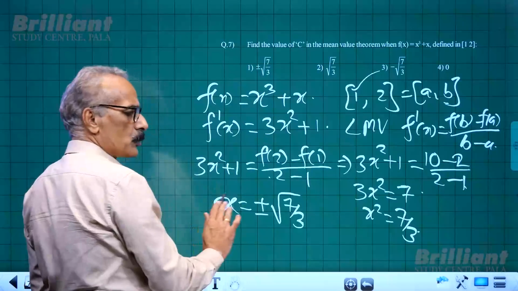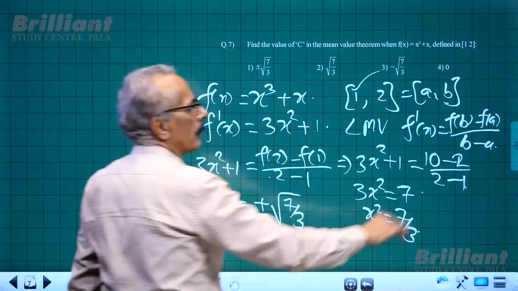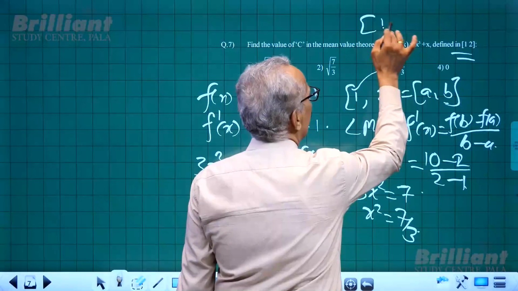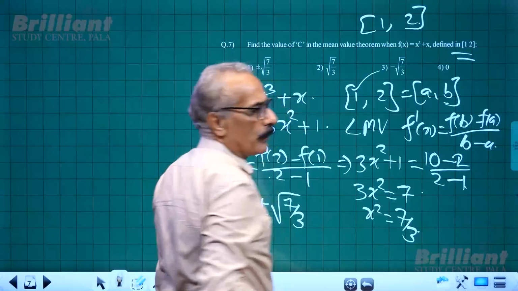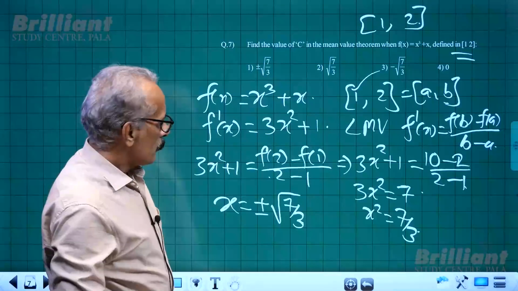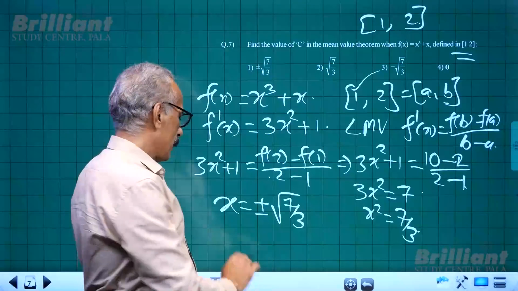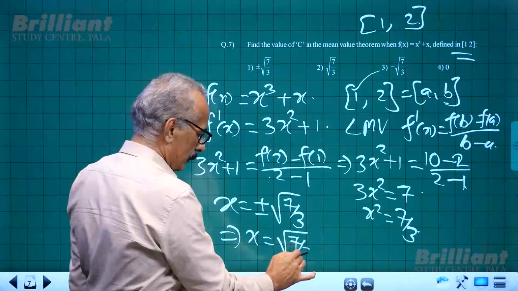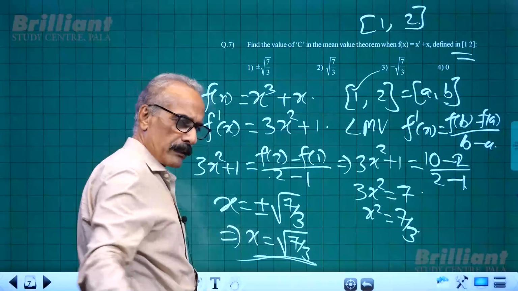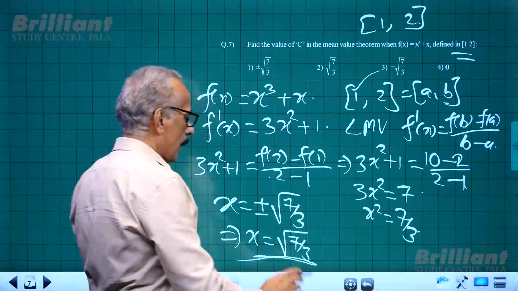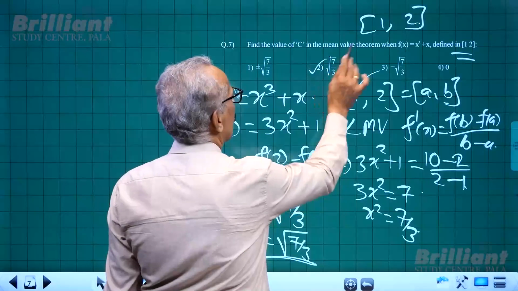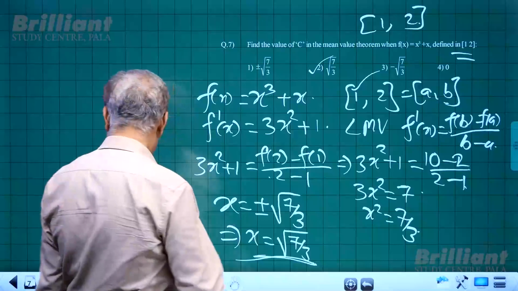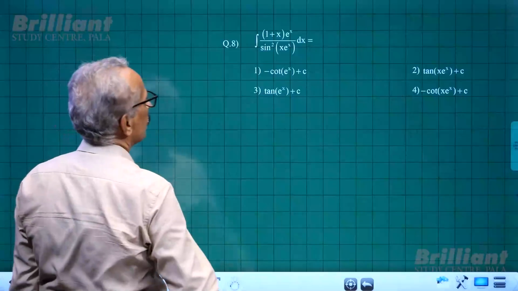Remember, this x should lie in the given interval. Given interval is 1 to 2, isn't it? So, your value will be positive. Therefore, here the value is x equal to root over 7 by 3; minus root 7 by 3 is inadmissible. So, the value is root over 7 by 3. Okay, we'll move on to the next.